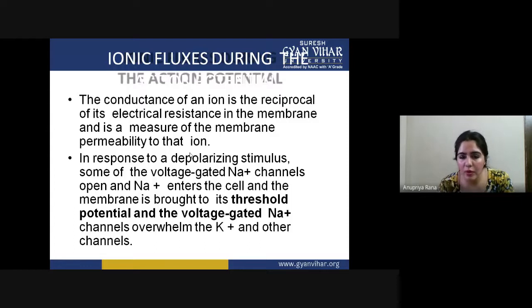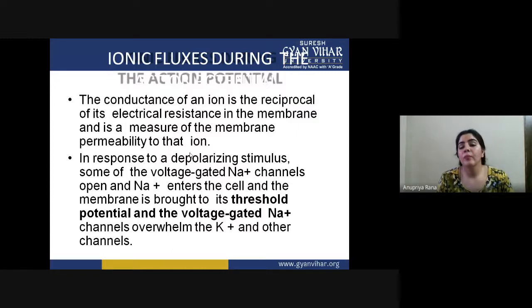A depolarizing stimulus is going to come here, and that stimulus basically helps the membrane to open the voltage-based gates, or you can say the gates which are reliant on the voltage. So when we get a voltage, the very first thing to open is the sodium channels. As the sodium channels open, sodium enters inside the cell, and the membrane is brought to the threshold potential.